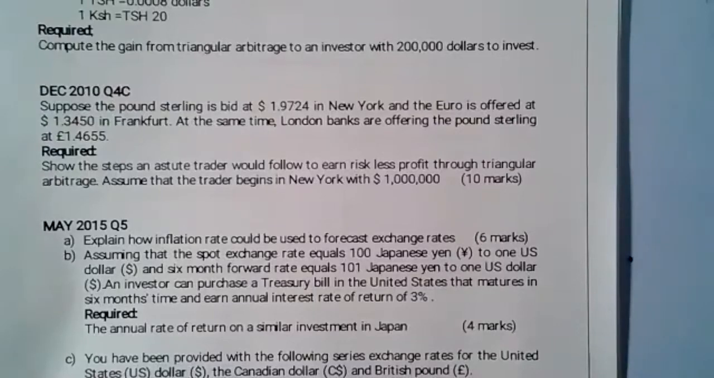So we are told that suppose the pound sterling is bid at 1.9724 US dollars in New York, and the euro is offered at 1.345 in Frankfurt. At the same time, London banks are offering the pound sterling at 1.4655 euros. Show the steps an astute trader would follow to earn a riskless profit through triangular arbitrage. Assume that the trader begins in New York with 1 million US dollars.